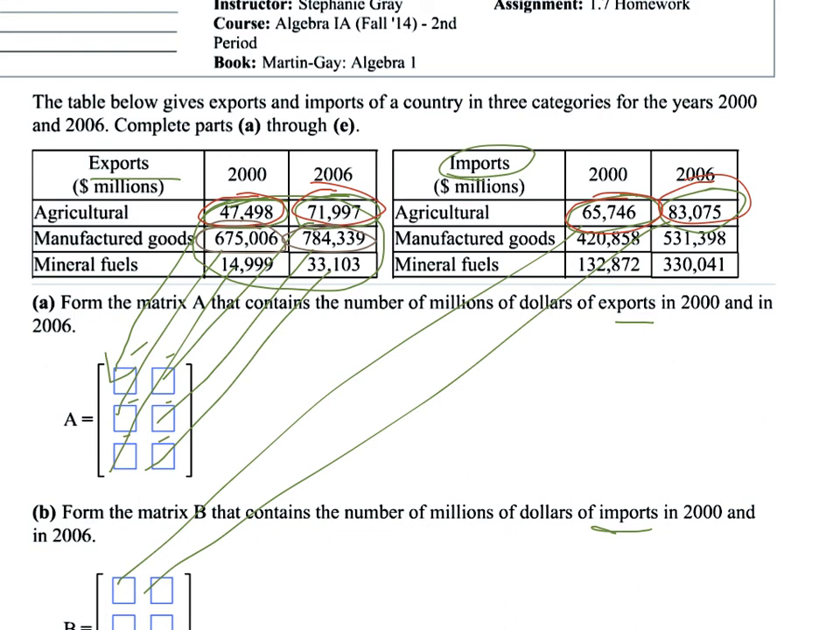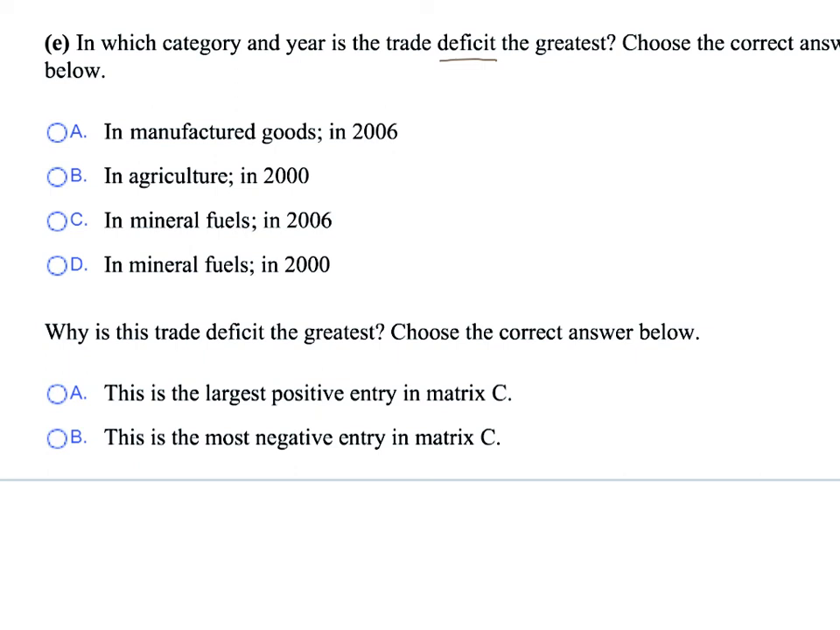We had the greatest trade deficit in the year 2006, because we only sent out $33,103,000, and then we brought in $330,041,000. So the correct answer to part E is C. And then part F says, why is this trade deficit the greatest? And choose the correct answer below. And the reason it's the greatest is because that's the most negative entry in matrix C.